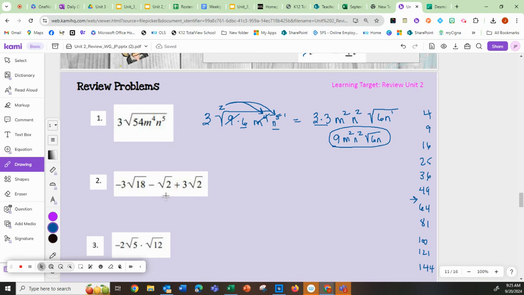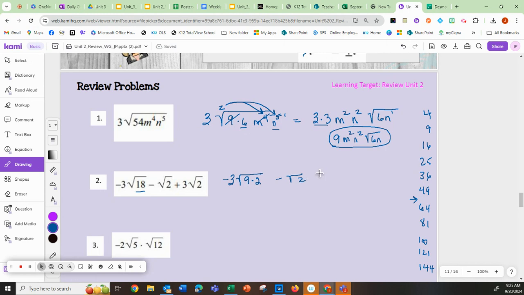In number 2, notice that we're adding and subtracting. So remember, our rule for adding and subtracting is that we have to have like terms. The first thing that I notice is that the square root of 18 is not simplified. So I always want to simplify before I combine my like terms. So I can divide 9 into 18, and 9 is going to be helpful because 9 is a perfect square.